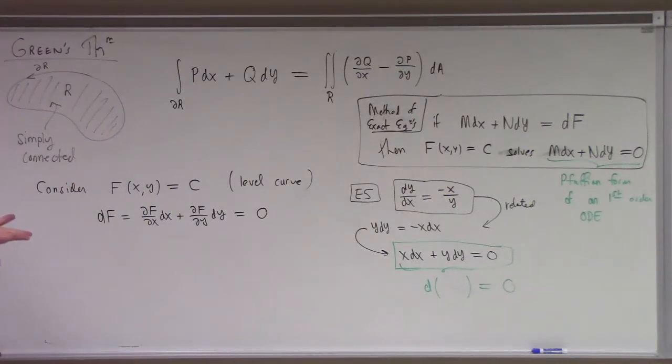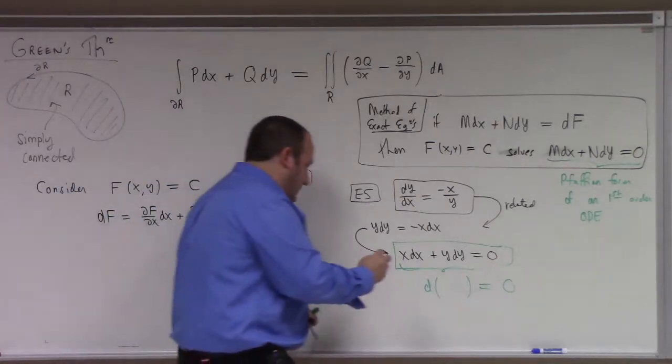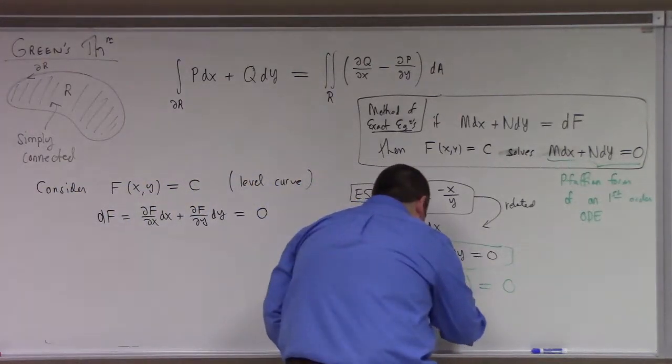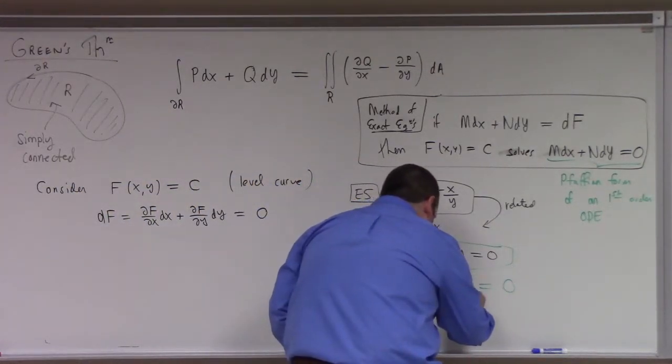We told you how to take the differential of functions, total differential, in calculus 3. Now I'm simply asking you to undo it. What? 1/2 x squared, yeah? Plus what? 1/2 y squared, right?